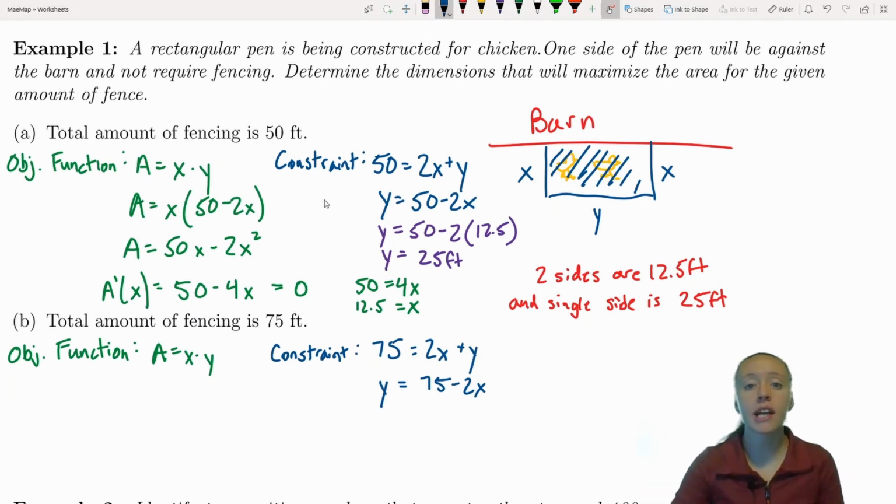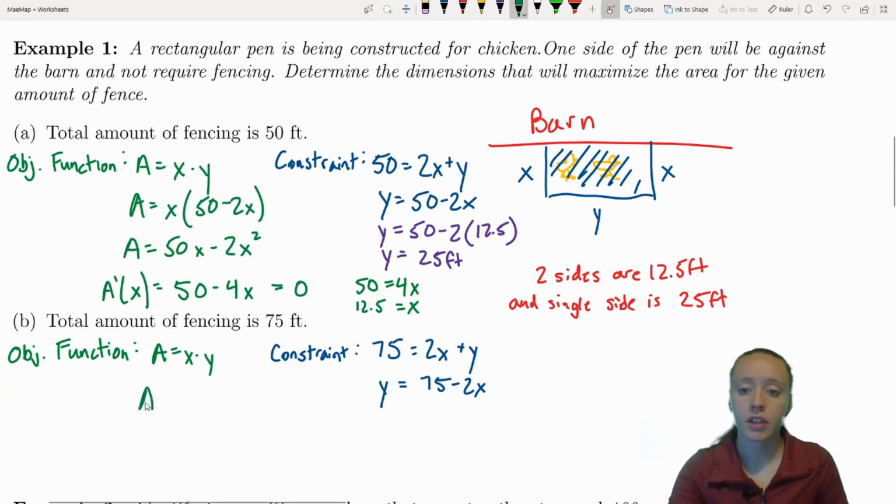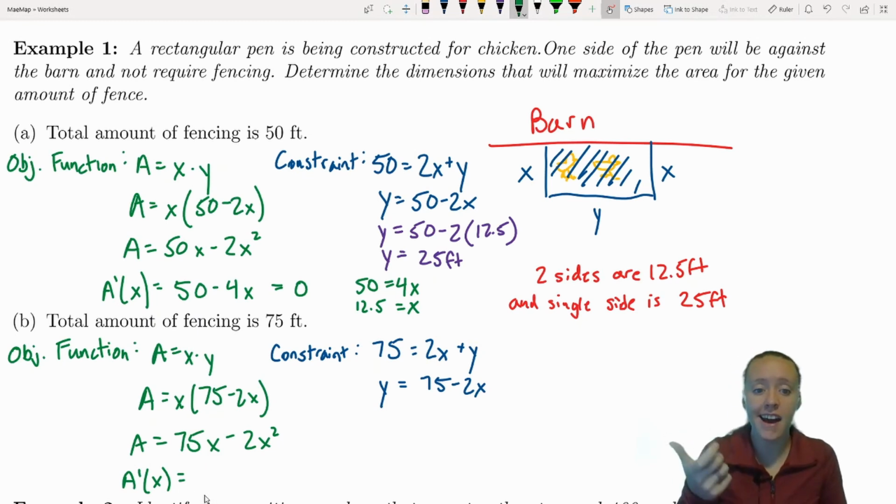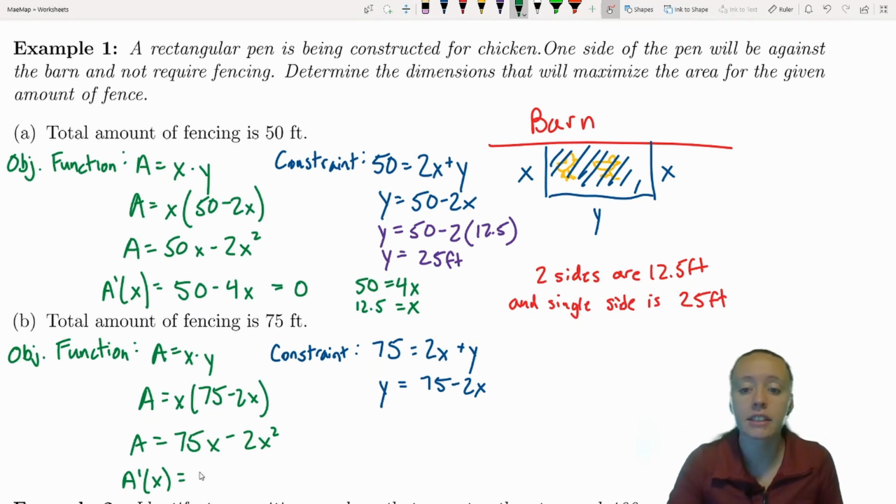We're ready to go ahead and plug that into our objective function. So area is going to equal x times 75 minus 2x. That's going to be area equals 75x minus 2x squared. Now we're ready to take the derivative, A prime of x, because we have A as a function of our single variable x. That's going to give us 75 minus 4x.